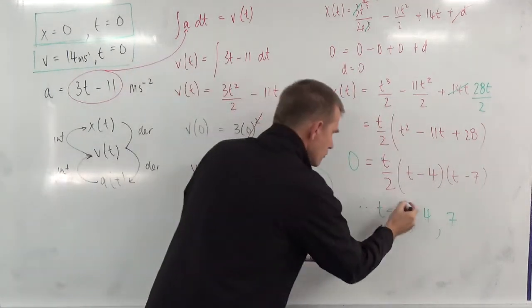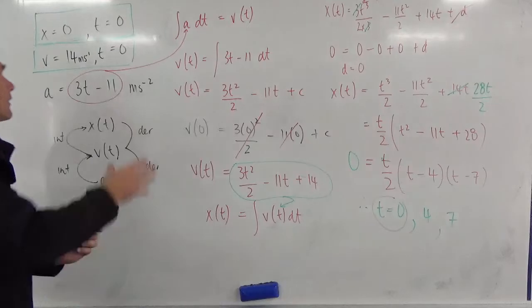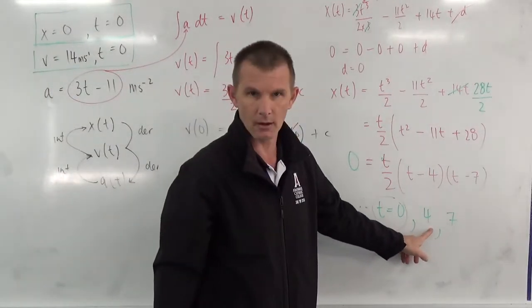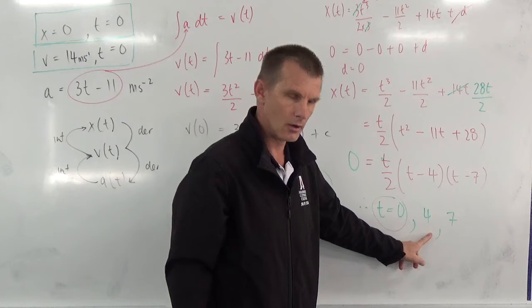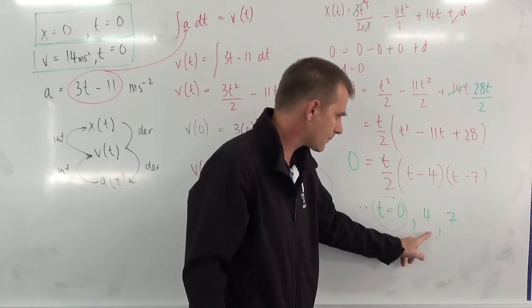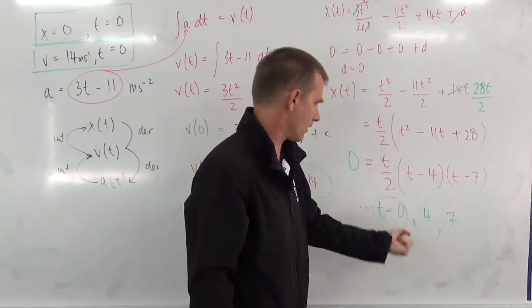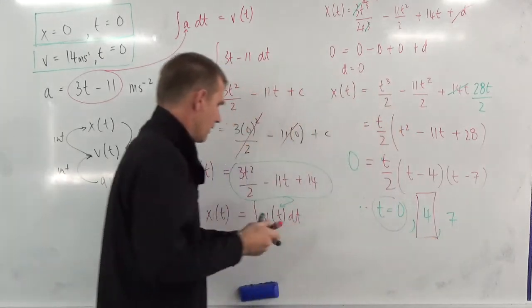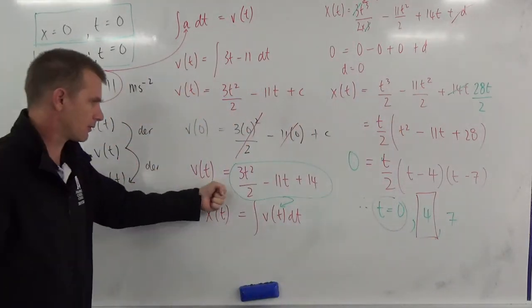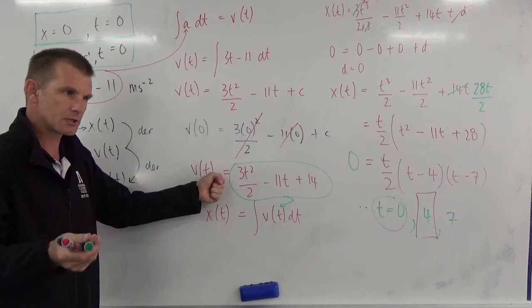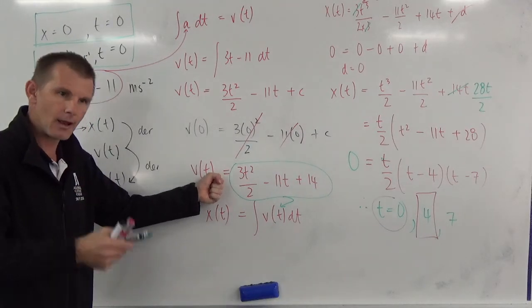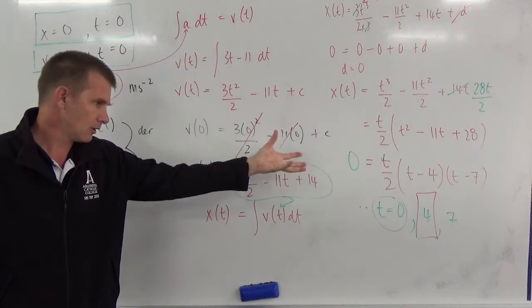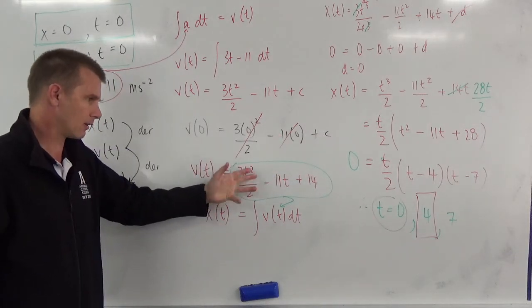Now, I already knew that one, because the question told me that. But this is the next one that I want. That's the next time that the particle is at the origin. So, let's grab that one. Now, where do we need to put it into? Well, we need to put it into here, because the question said find the velocity at the next time it's at the origin. We take that, we put it into here and we work it out.